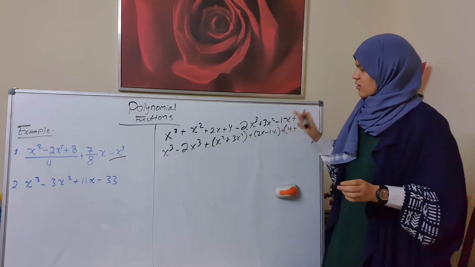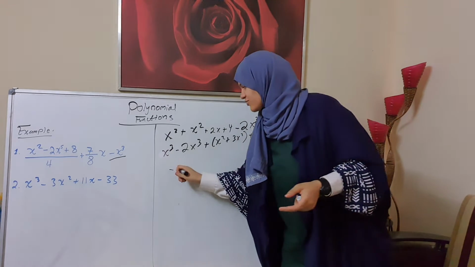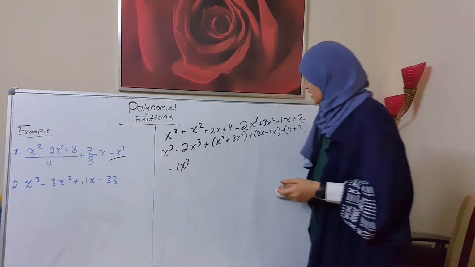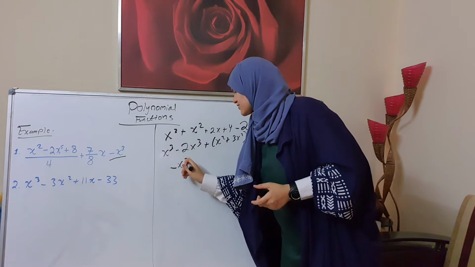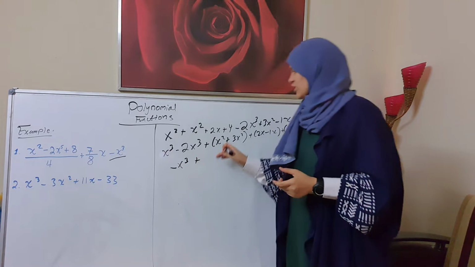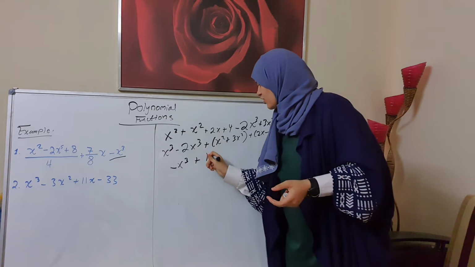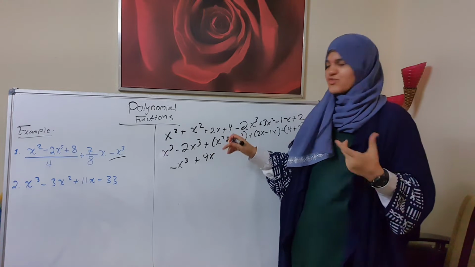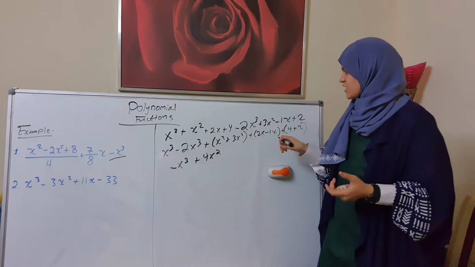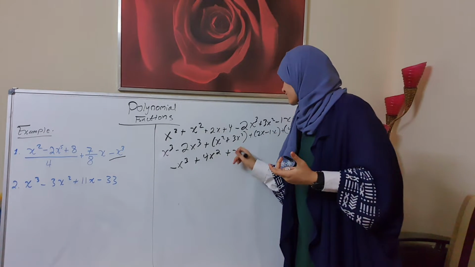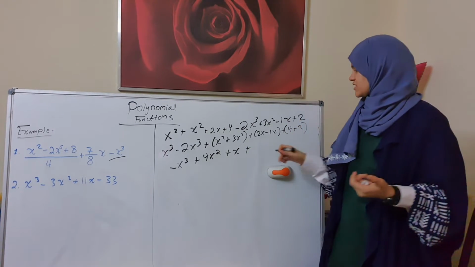Alright? Now x to the power 3 minus 2x to the power 3 is equal to negative 1x to the power 3, or we can say directly negative x to the power of 3. Then plus 3x squared plus 3x squared, which is 4x squared, because 1 plus 3 is 4. Then 2x minus 1x will be x only, which is 1x. Then positive 4 plus 2 is equal to 6.